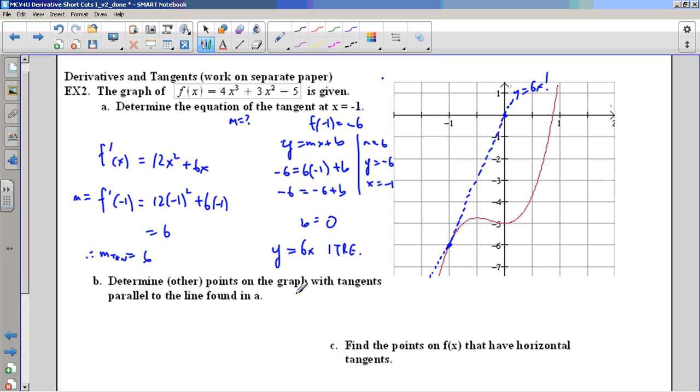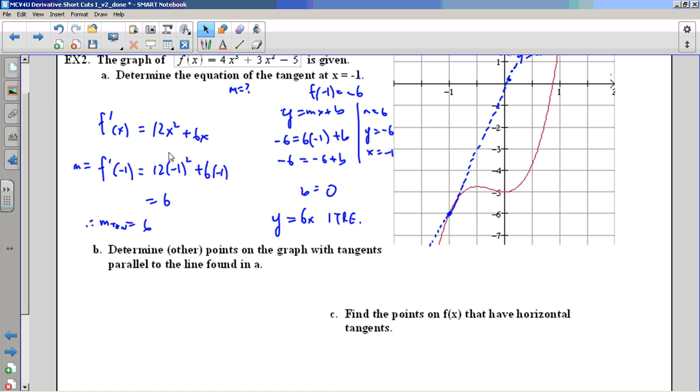Then what does it say? Determine other points on the graph with tangents parallel to this line. So, okay, it should be over here somewhere, right? Maybe another one? I don't know. But here somewhere. It looks like maybe at positive 1. But how are we going to do that? Well, we know that the derivative has to be the same value. And this is a lot easier when I don't have to go from first principles. We know that f prime at x equals 6.